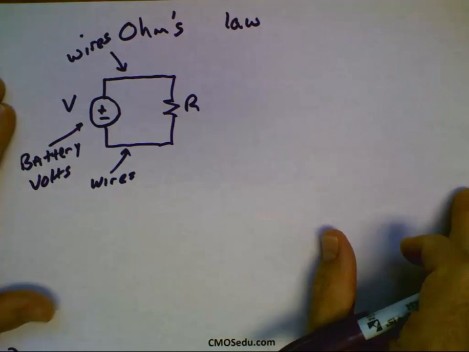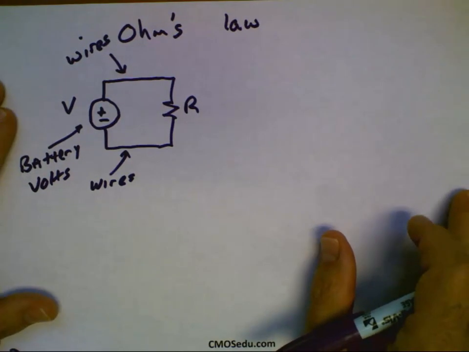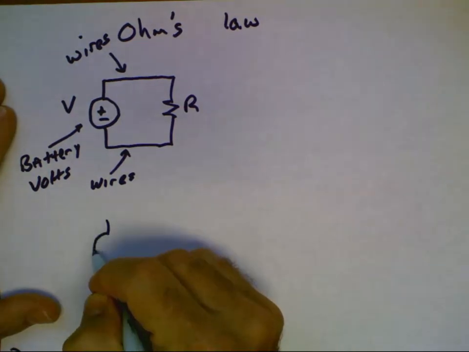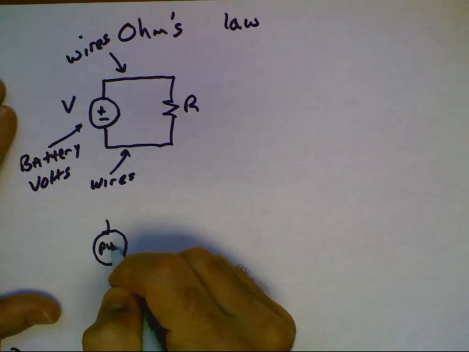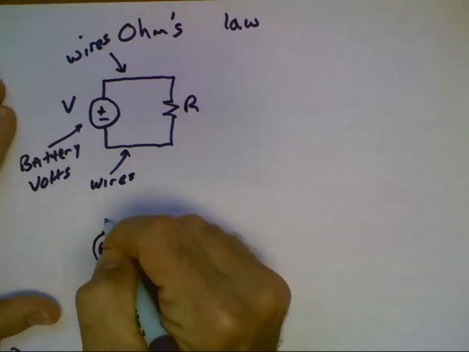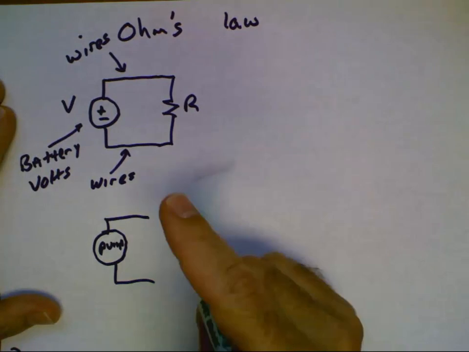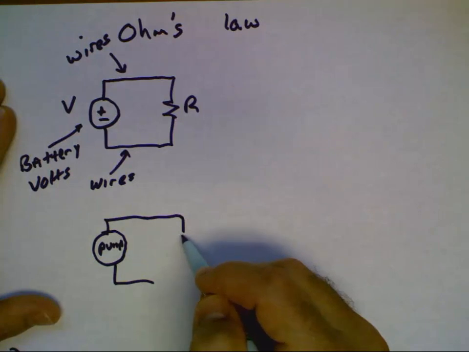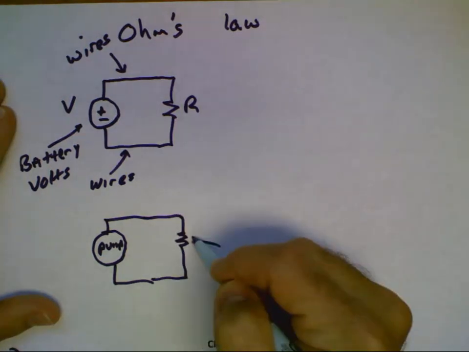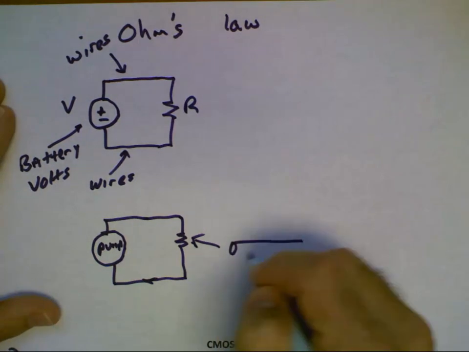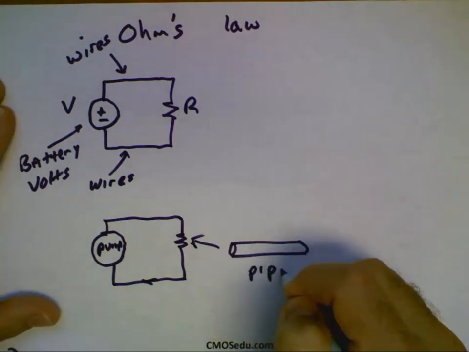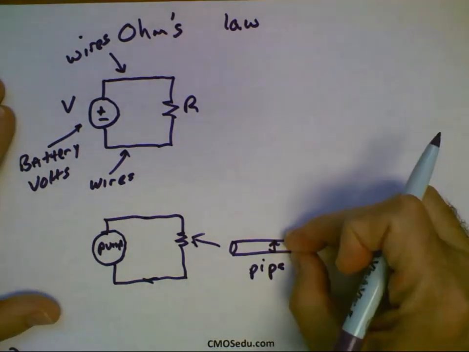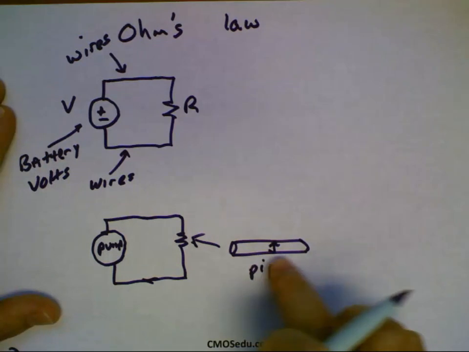Before we move on with the electrical part, let's talk about a water analogy. Let's say that I take a water pump, and I connect with big pipes the water pump to a smaller pipe diameter. The diameter of the pipe I'm going to restrict. So the smaller I make this pipe, the more resistance to water flow there is.